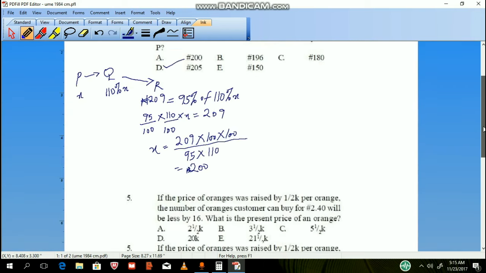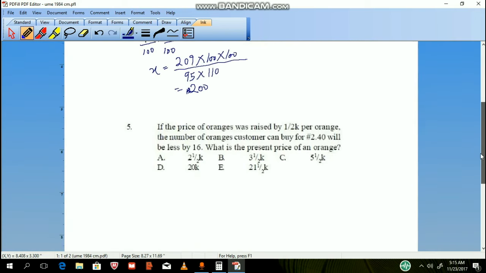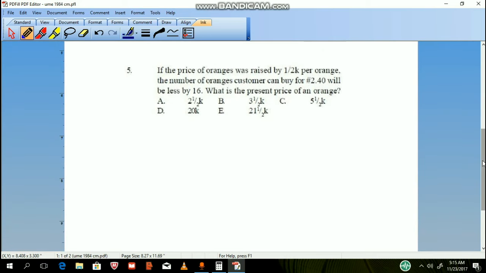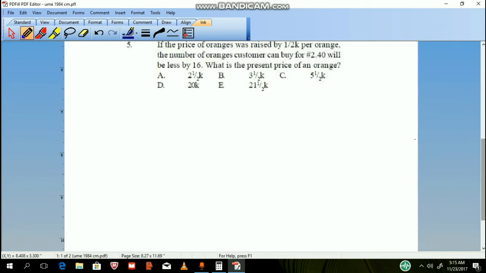Now that same year, under commercial mathematics, we are having question number 5 that same year. We are told if the price of orange was raised by 1/2 kobo per orange, the number of oranges a customer can buy for 2 naira 40 kobo will be less by 16. What is the present price of an orange?